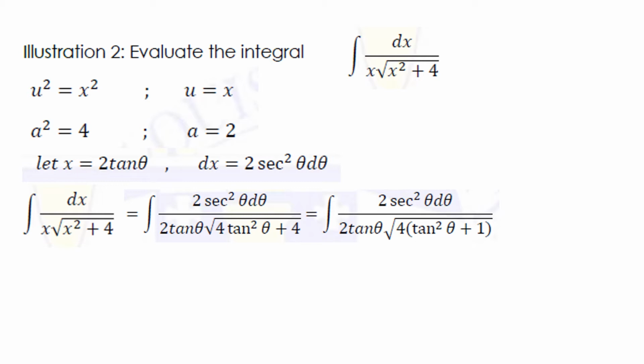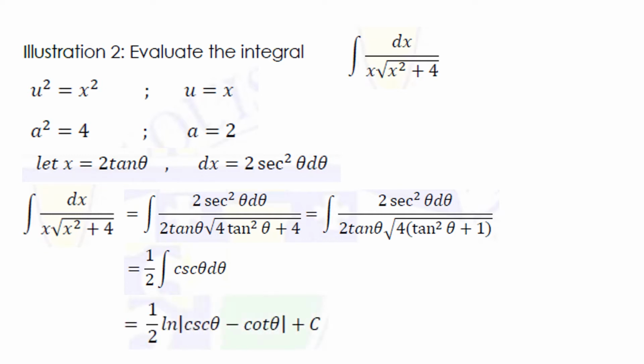From here, if we apply our trigonometric identities and simplify further, we get a simplified form of the integral, which is 1/2 times the integral of cosecant theta d theta. This is integrable and we have a formula for this. So this becomes 1/2 times the ln of the quantity cosecant theta minus cotangent theta plus c.